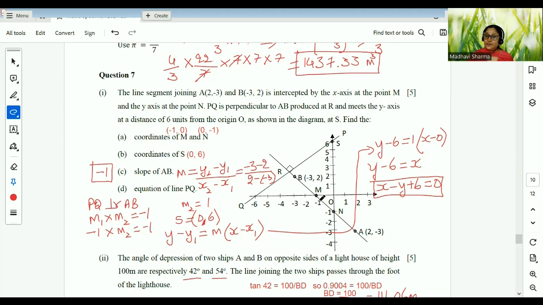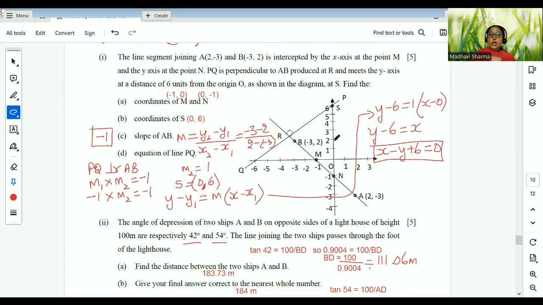M is minus 1 and 0, N is 0 and minus 1. Easy. Coordinates of S are 0 and 6, it's on the y-axis. Slope of AB, difference of the y upon difference of the x, you get minus 1.